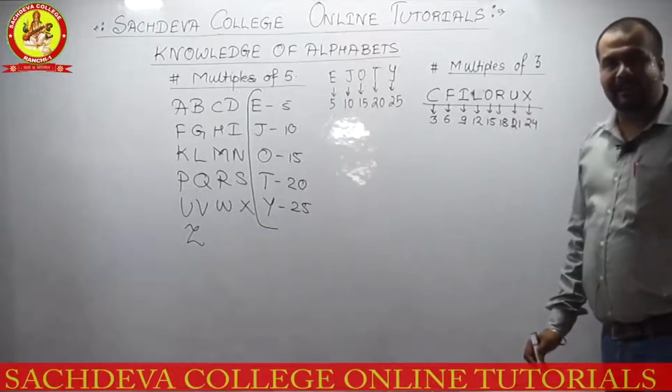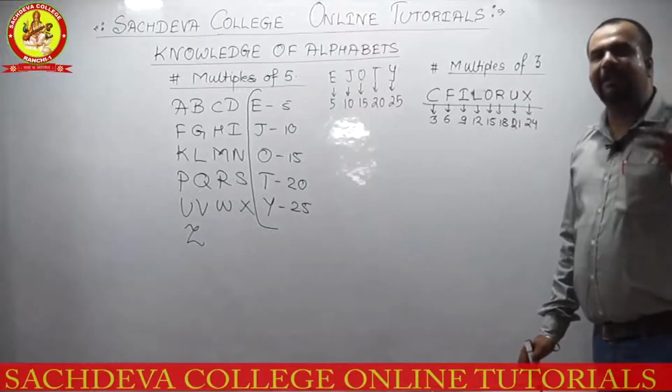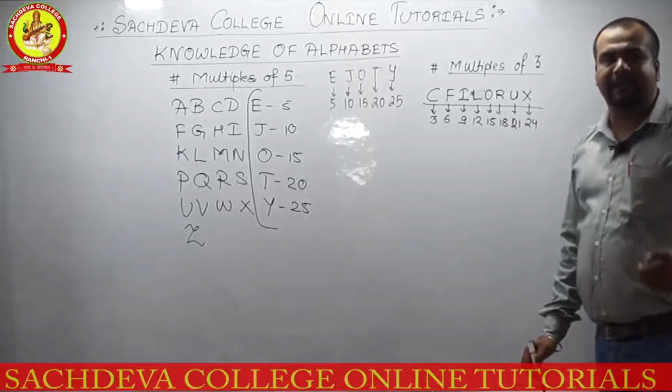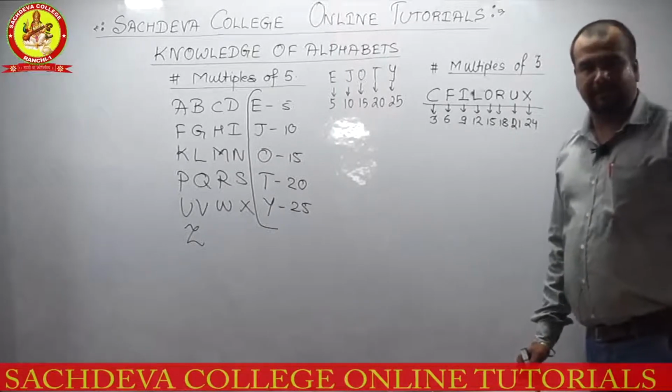So what we do is that we have some direct codes for A to Z. Okay? So let's begin with direct codes of A to Z so that we can easily remember the codes of A to Z.